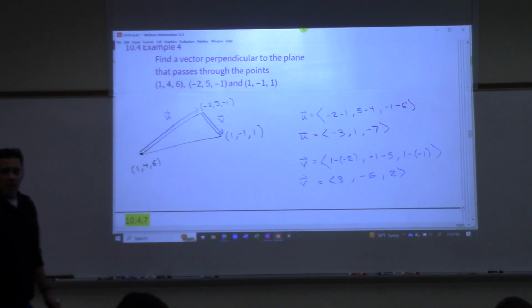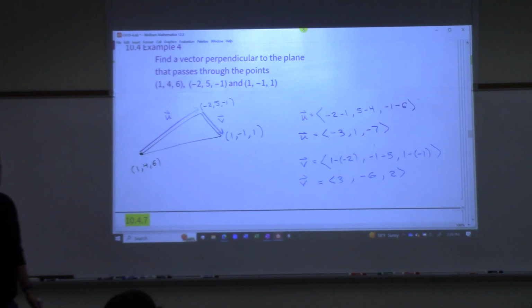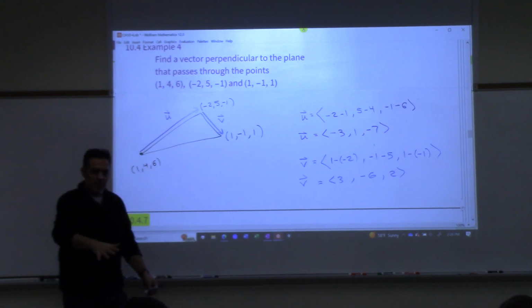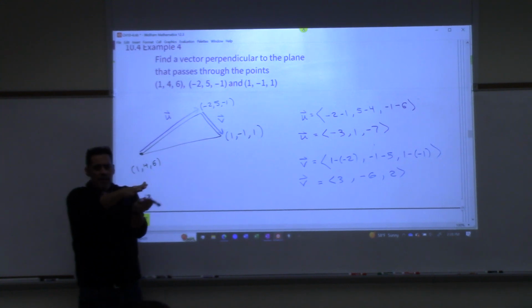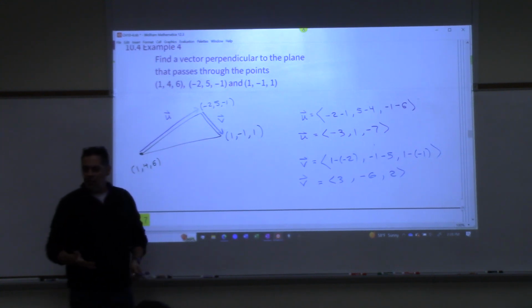Now, I'm going to cross them, right? Does it matter which order I do? Do I have to do U cross V, or can I do V cross U? It's not going to matter. All that changes is that we have that plane, that flat sheet of paper here, and we got a vector. The vector that we get is either going to go like this, or it's going to come out the other side like that. Either way, that vector is orthogonal to the plane.